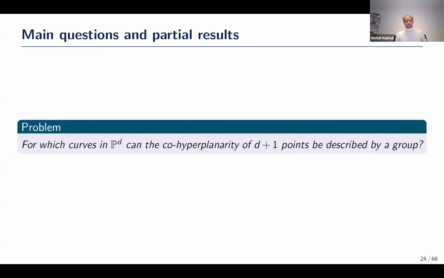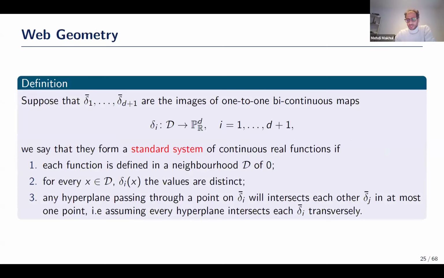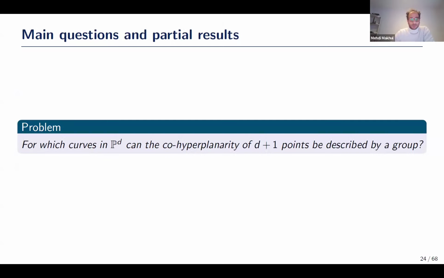In order to prove this, similar to the planar case, first we have to discover when we are able to describe co-hyperplanarity of d plus 1 points on a curve by a group structure. Later I will rephrase this sentence more mathematically to be more understandable. And the second one is a generalization of the Elekes-Szabó theorem.